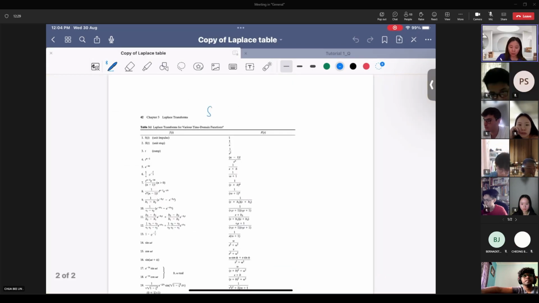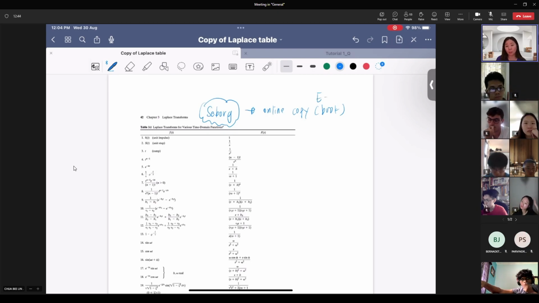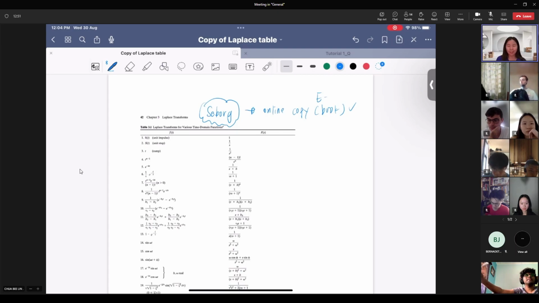This is the table I extracted from the CBOK textbook. There is an online copy for the whole book, the ebook. It is not the latest version, but sufficient already. So you can find this easily. Just Google around, because I cannot share it, it's illegal. If not, then you go to the library. There are hard copies of the book. You can either download it or go to the library to borrow the CBOK textbook.